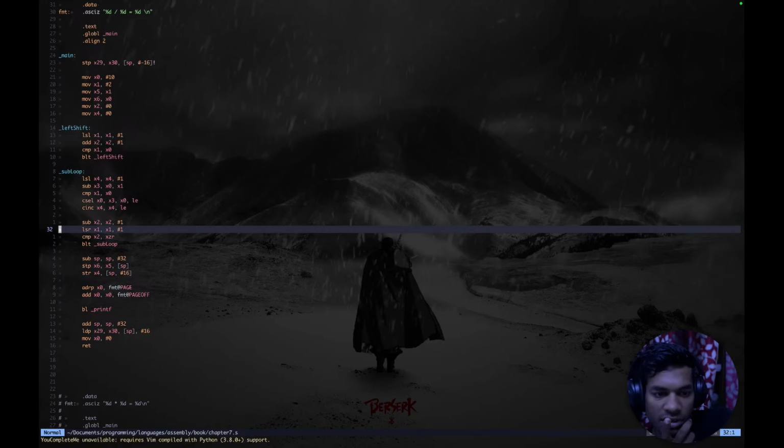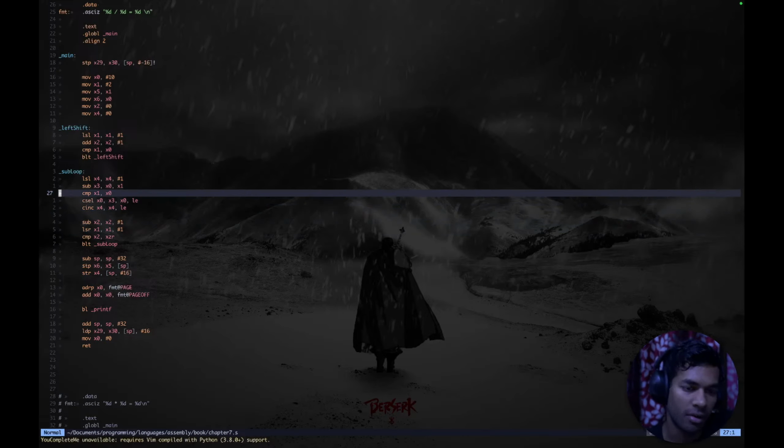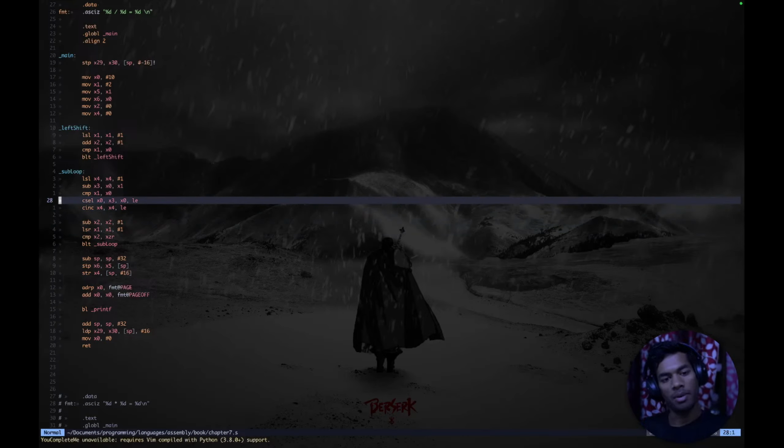I would like to see how many times this loop is actually running. The zeroth and the first register, I'm comparing them, and if the divisor is less than or equal to 0, only then I am updating the third register, the 0th register, which is the divisor, and the fourth register.